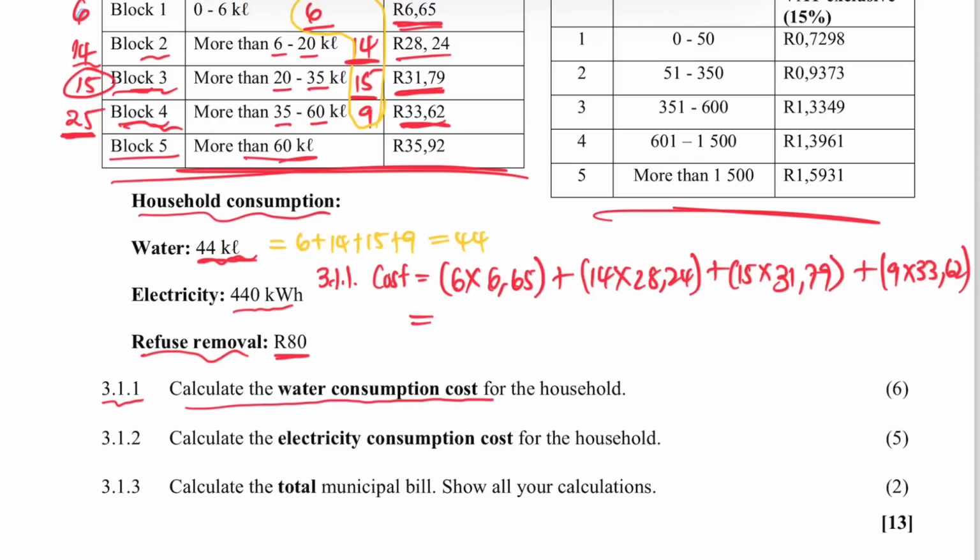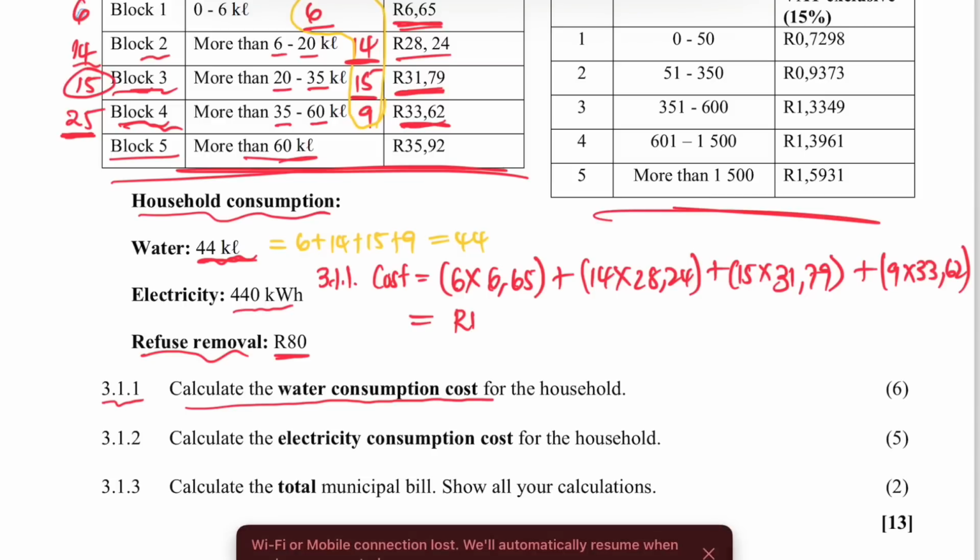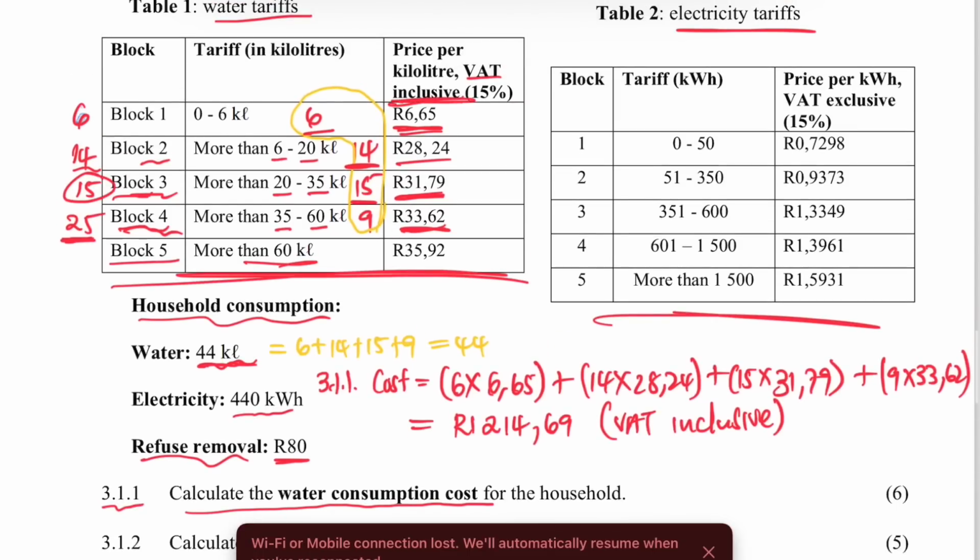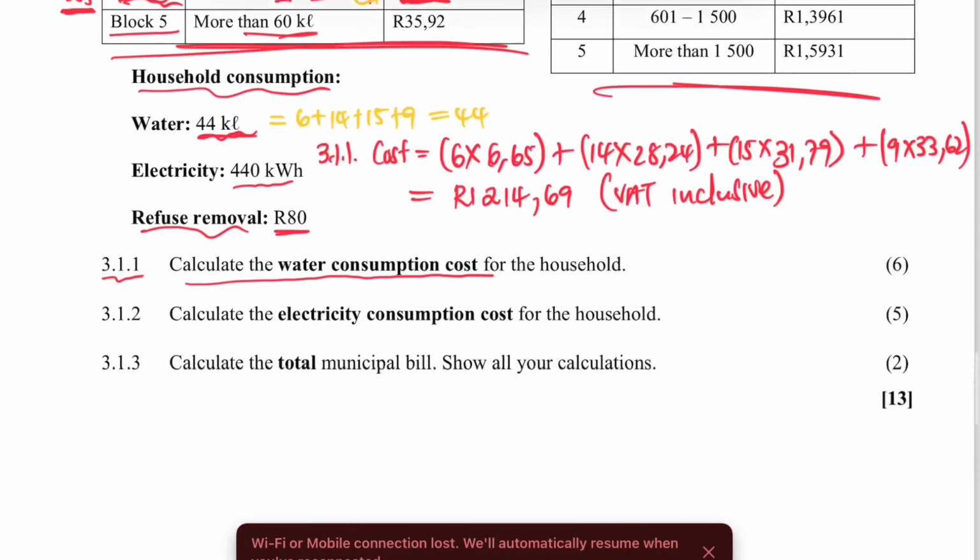So when you punch that in the calculator, your answer there will be R1,214.69. Remember to put the rands. Remember this price, guys, is VAT inclusive. It's VAT inclusive, because you are told here it's VAT inclusive. It already has the VAT, right?